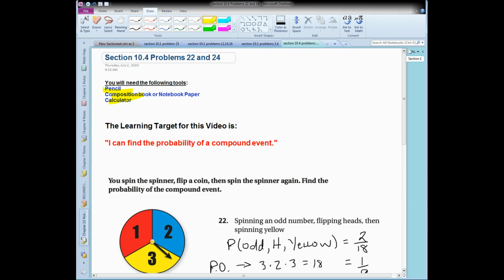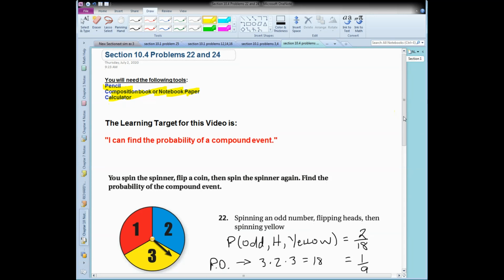Make sure you got your goodies: pencil, composition book or notebook paper to take notes, and your calculator. And the learning target for this video is, I can find the probability of a compound event.